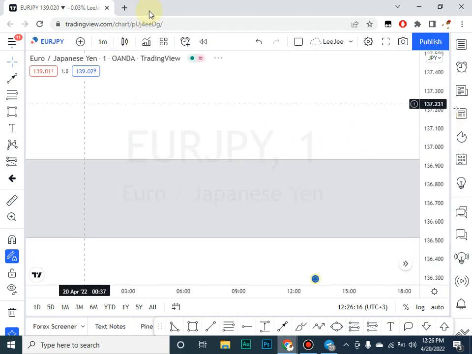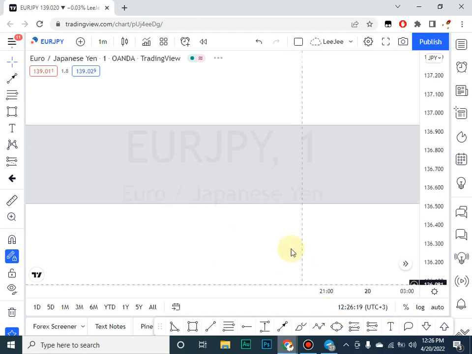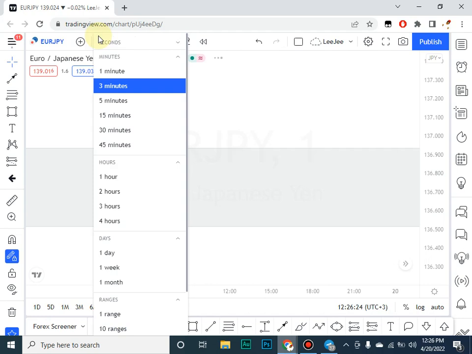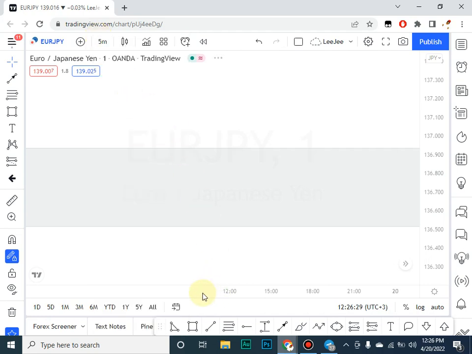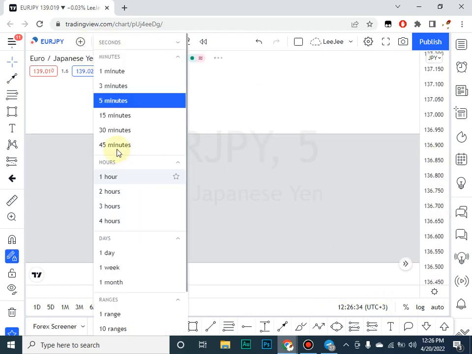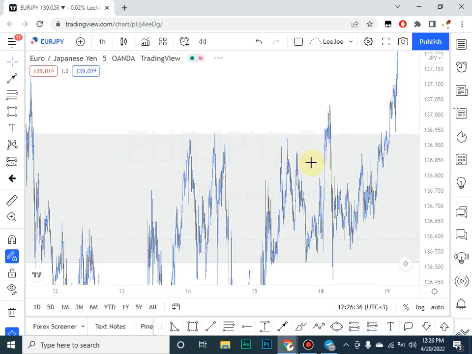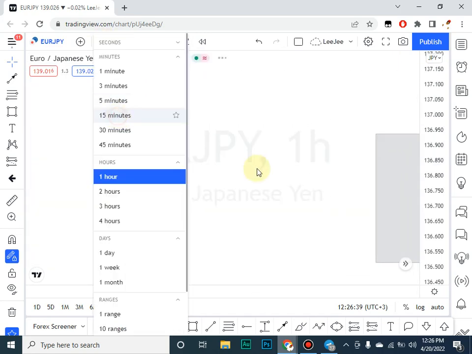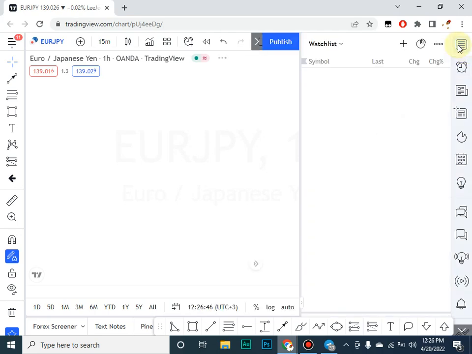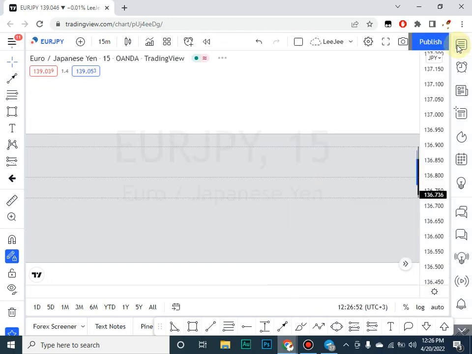Where are the candlesticks? They're not loading. Sorry guys. Okay, here we go. What's happening?